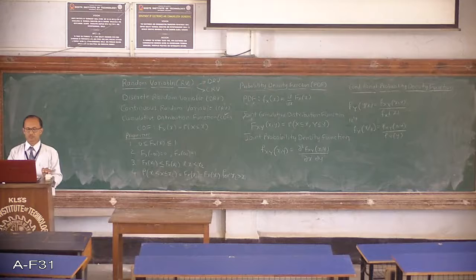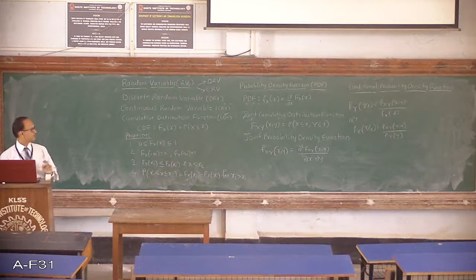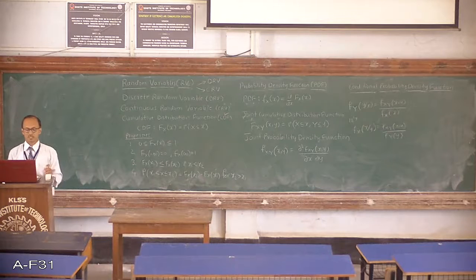Now, as far as the properties of the conditional probability density function are concerned, a conditional probability density function is always a non-negative function. That means its value is always greater than or equal to zero. The area under the conditional probability density function is equal to 1. That means if you integrate this fx of x slash y with respect to dx within the limits minus infinity to plus infinity, its value is going to be 1.